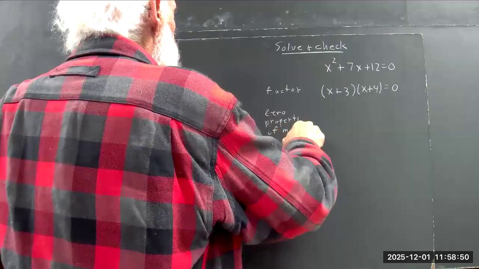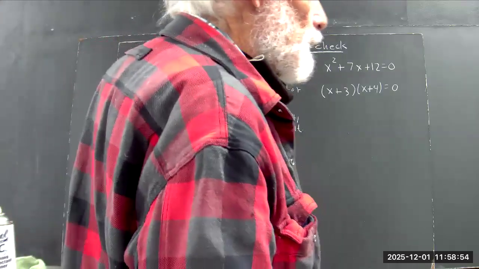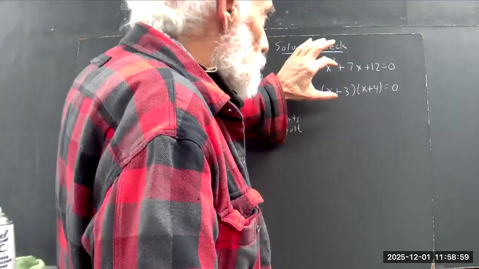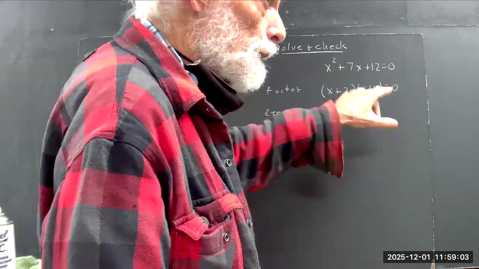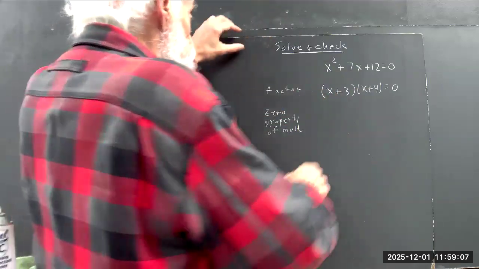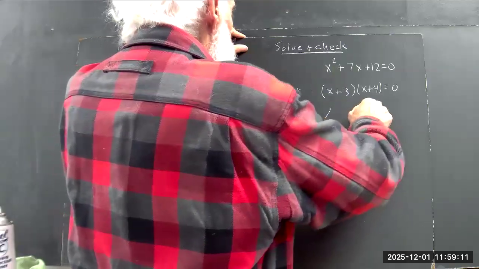we use the zero property of multiplication. It's good to give this a name, and it just means that if the product of two things, if you multiply two things and get 0 for the product, then one of those things has to be 0. Which means that we can split this into two equations.